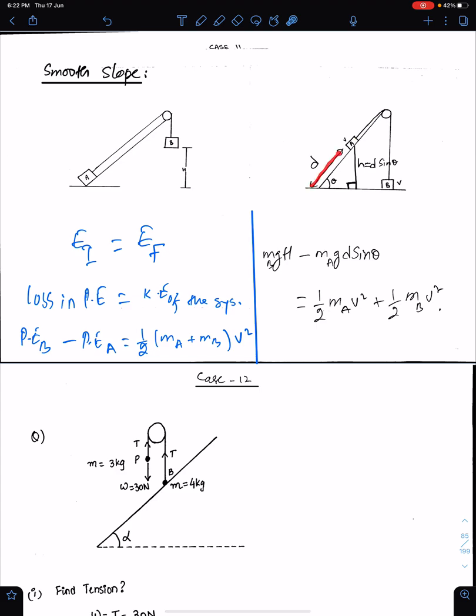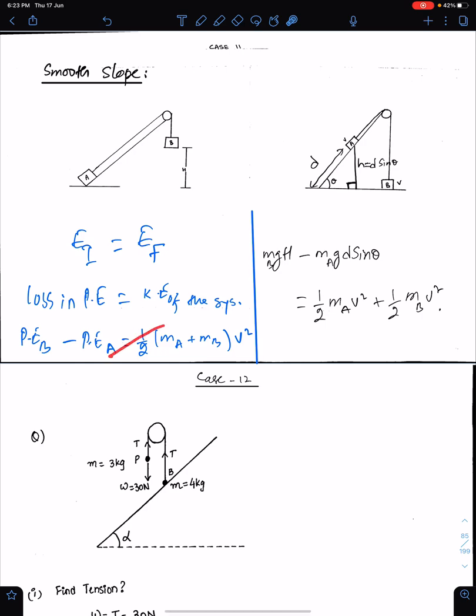And this is the distance which A traveled or covered. And this is the height of A. It should be d sine theta because this triangle is right angle. So according to law of conservation of energy, loss in potential energy is equal to kinetic energy of the system. Loss in potential means potential of B, and this is the height of B, minus potential of A, and kinetic energy of the system means half bracket mass of A plus mass of B times V square.